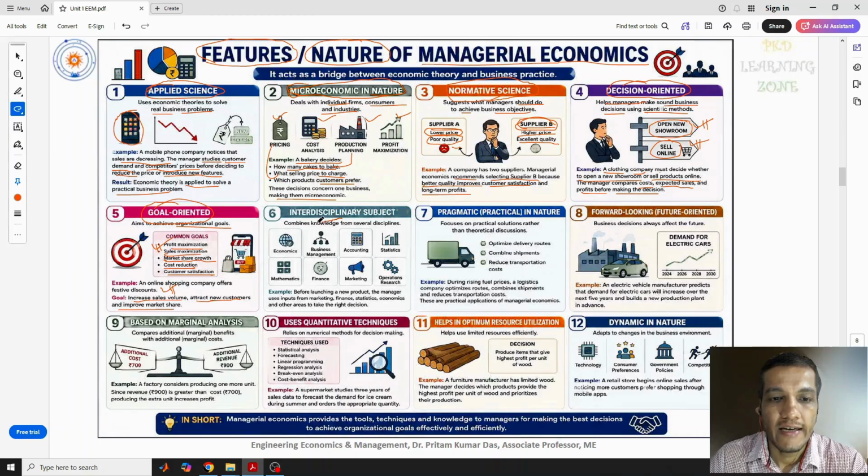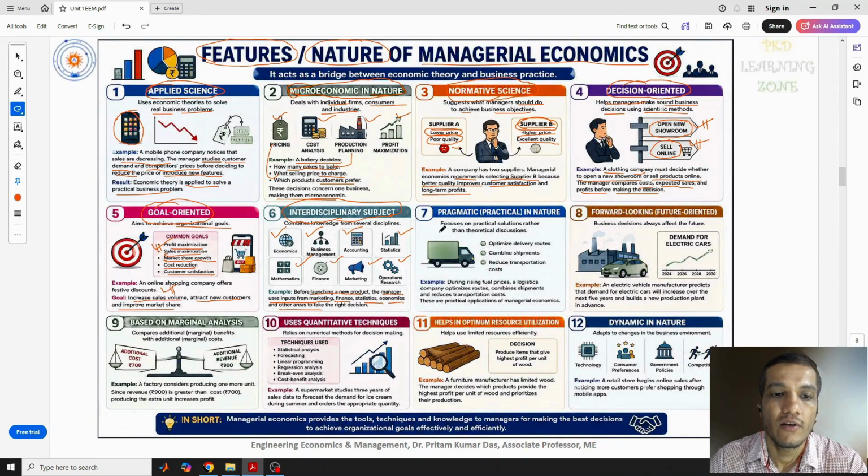The next one is the interdisciplinary nature. It combines the knowledge of several disciplines, where experts from many areas are involved, like economists, business management, accountants, statistics, mathematics, finance, marketing, and operations. These are the subjects involved in managerial economics. So before launching a new product, the manager uses input from marketing, finance, statistics, economics, and other areas to take the proper decisions.